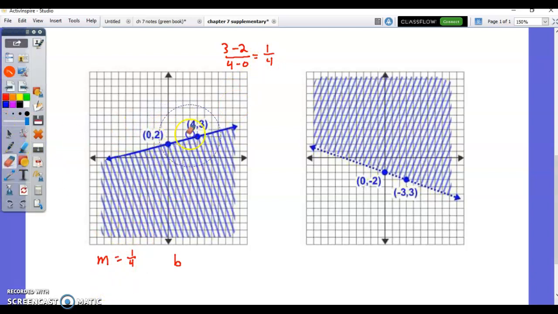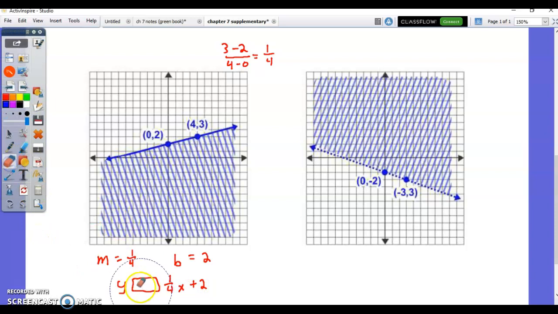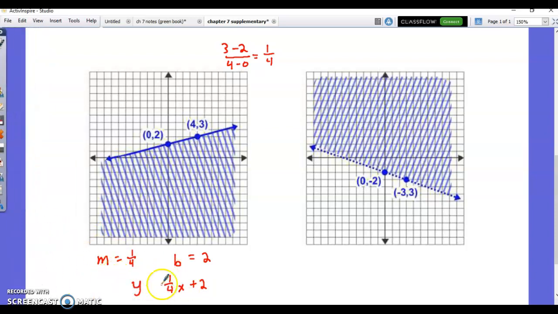All right, we can also now look at where our y-intercept is. Well, here's our origin, our y-intercept is 2, so my b equals 2. Now I can write the equation. I would normally put an equals there, but I'm going to put an inequality symbol into this space. So think of it as y equals 1/4 x plus 2. All right, I'm going to get rid of this so you can see what this is going to look like. So now I have to put my inequality symbol.